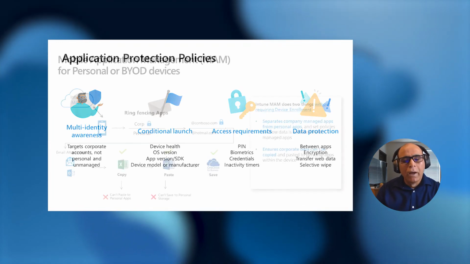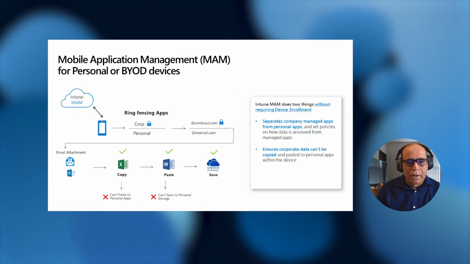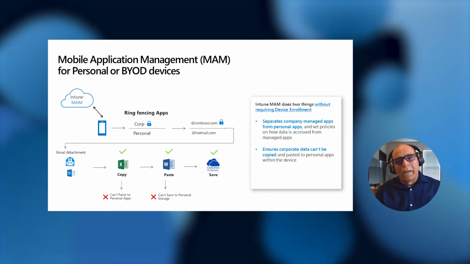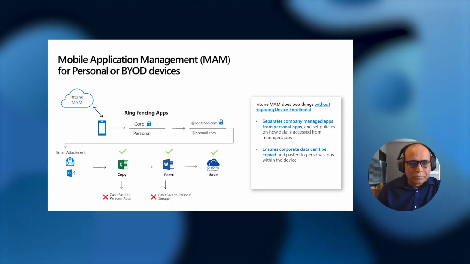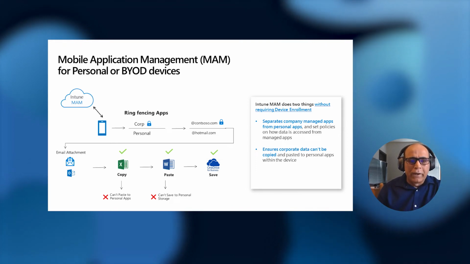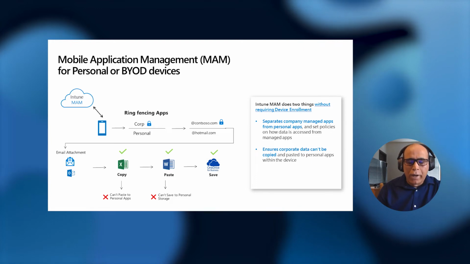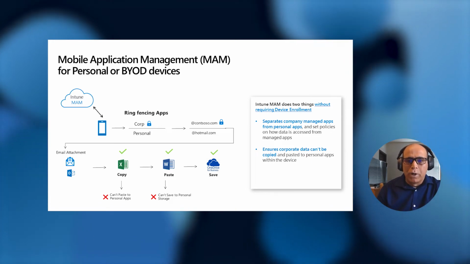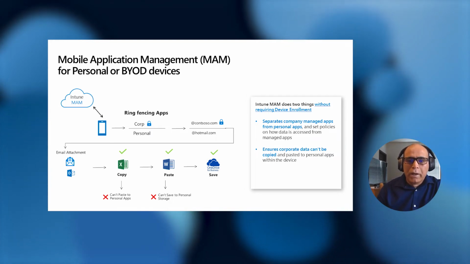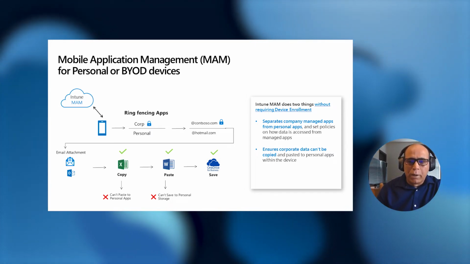The next one is more of a live example, and I will demonstrate it in the demo. Here you see it creates a kind of ring fencing around apps, where you decide that you are going to manage certain apps only, for example Exchange Online or OneDrive, which you feel are corporate managed apps. The personal ones you are not worried about managing.